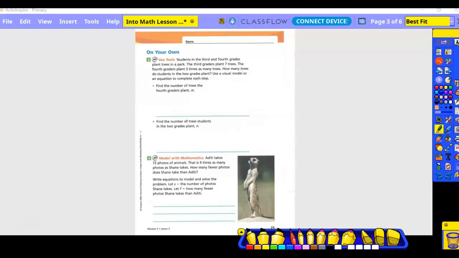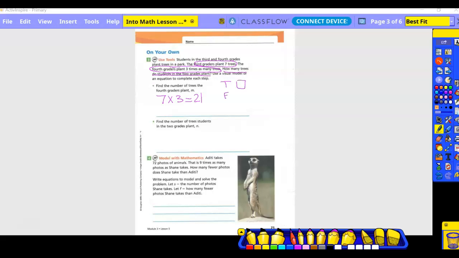Okay, so we pull out our information. The 3rd graders did 7 trees. The 4th graders plant 3 times as many trees, and we're looking for how many both grades plant. Okay, so find the number of trees the 4th graders plant. So our first equation is going to be what? 7 times 3 equals what? 21.